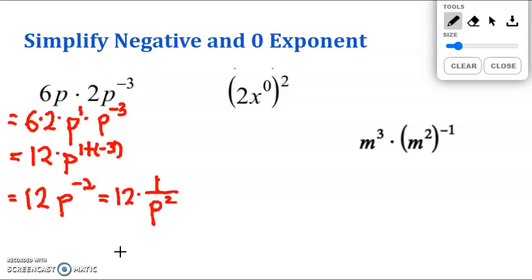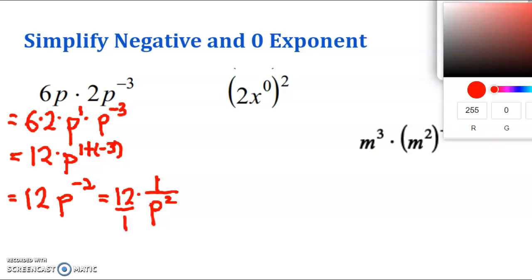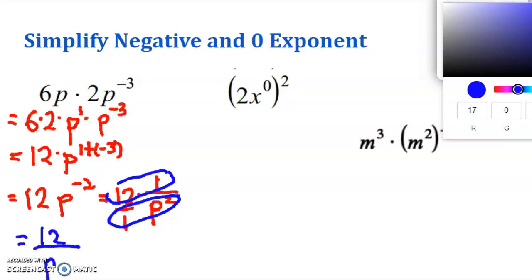Okay? And again, when you're multiplying something by a fraction, you can always write the number you're multiplying as 12 over 1. And when you're multiplying fractions, you always multiply across, like so. So that becomes 12 times 1 is 12. And the denominator is 1 times p squared, which is just p squared. Good. Okay, now let's go to the next one.